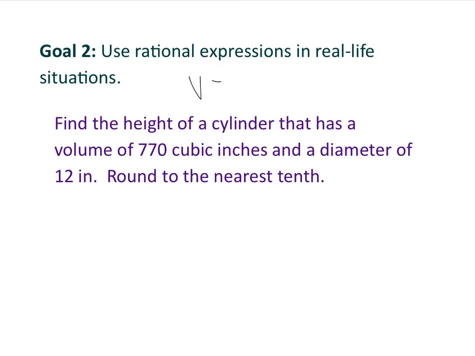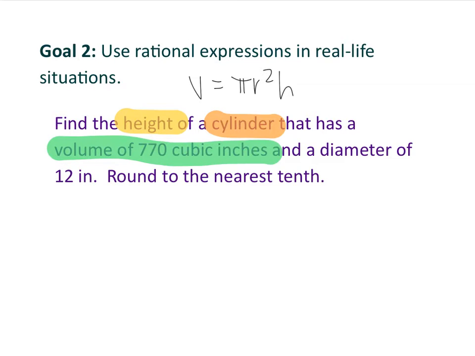Well, for volume of a cylinder, we have pi times r squared times the height. So r again is the radius. So just to recap and look at what we need to figure out here, find the height of a cylinder that has a volume of 770 cubic inches and a diameter of 12 inches. So all of that information we will need. So let's look at what we have here and what we can plug in for what we know. So again, volume equals pi times r squared h.